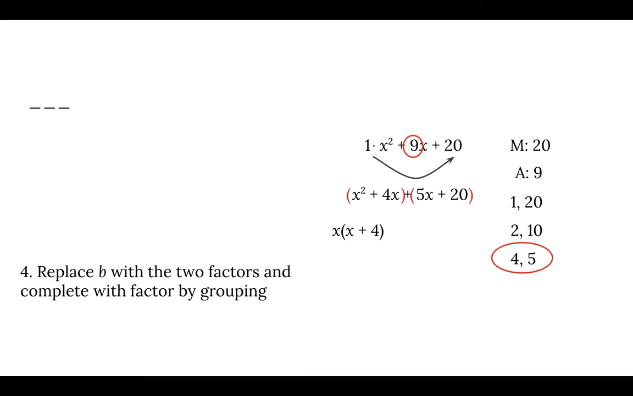So I factor the x out of the x squared plus 4x. I have an x plus 4 remaining. I factor the 5 out of the 5x plus 20. There's the other x plus 4 that's remaining. I factor out the parentheses. I group up the x and the 5. And I have x plus 5 times x plus 4. This is the factored form of the polynomial x squared plus 9x plus 20.